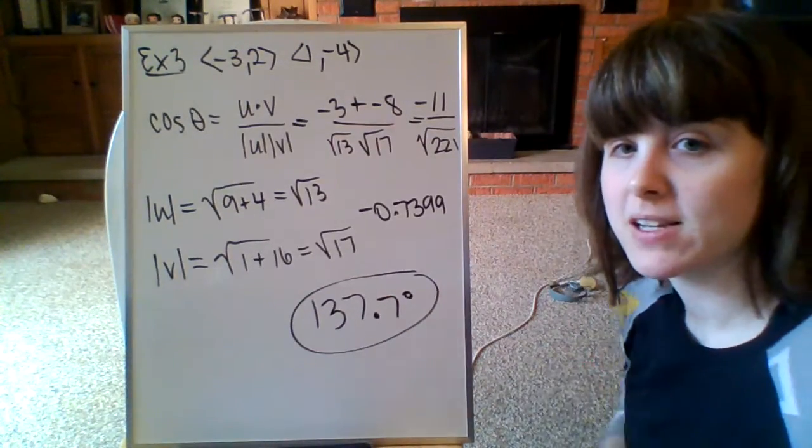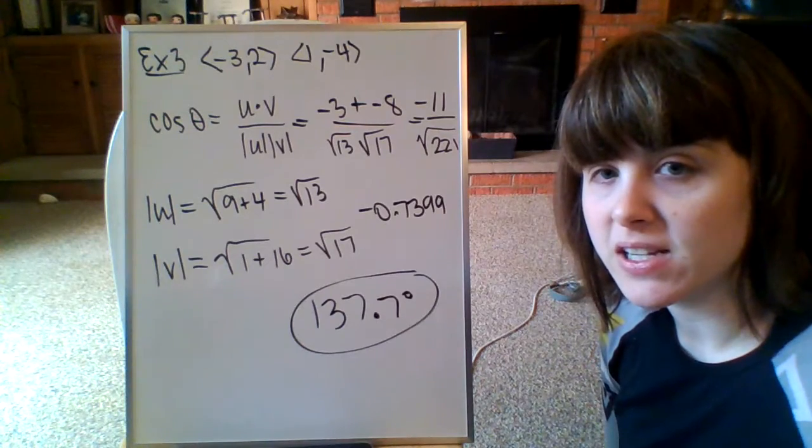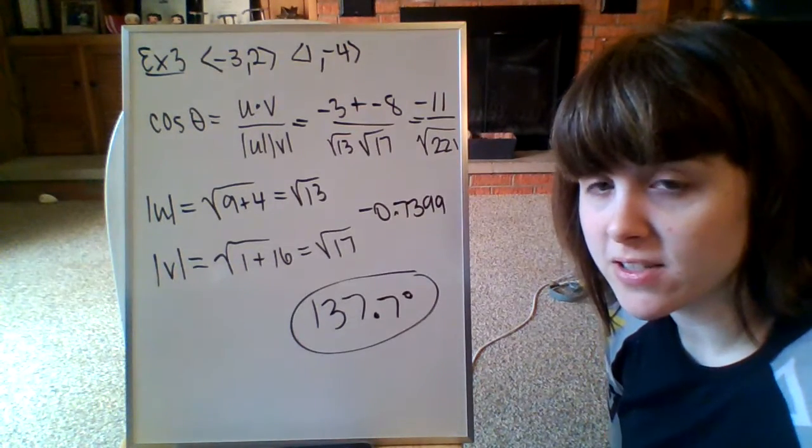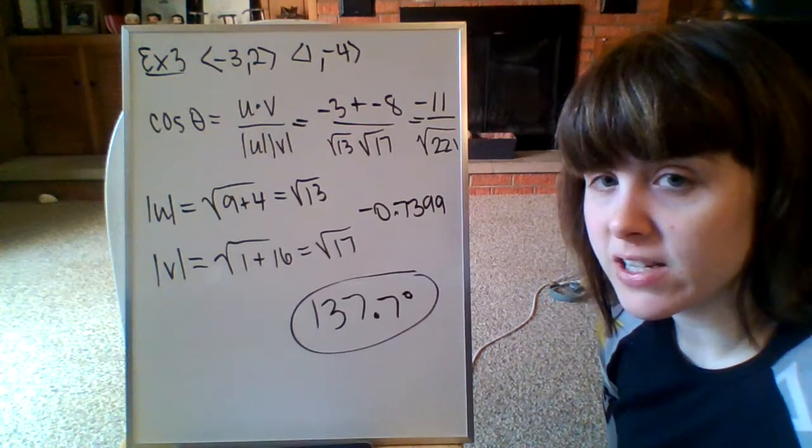Okay, so that is how you find an angle between two vectors. So if you have any questions on that, please let me know.